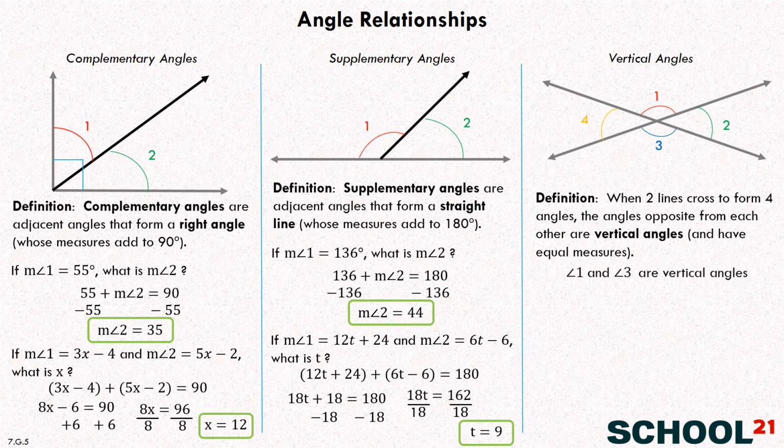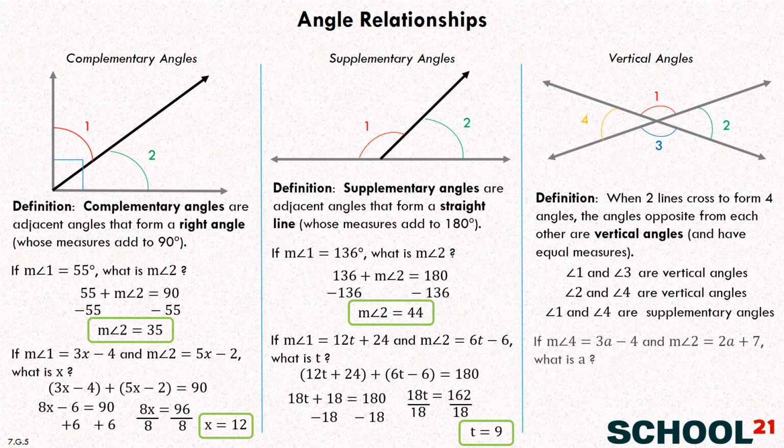So which ones are vertical angles here? We'll measure, angle 1 and angle 3 are vertical angles, because remember, they're the opposite angles when 2 lines cross. And what's the other pair of vertical angles? That's right, 2 and 4 are also vertical angles. So angle 1 and angle 4 are, what are those? Are they vertical? No. What are they? Well, they form a line together, a straight line, so they are supplementary angles.